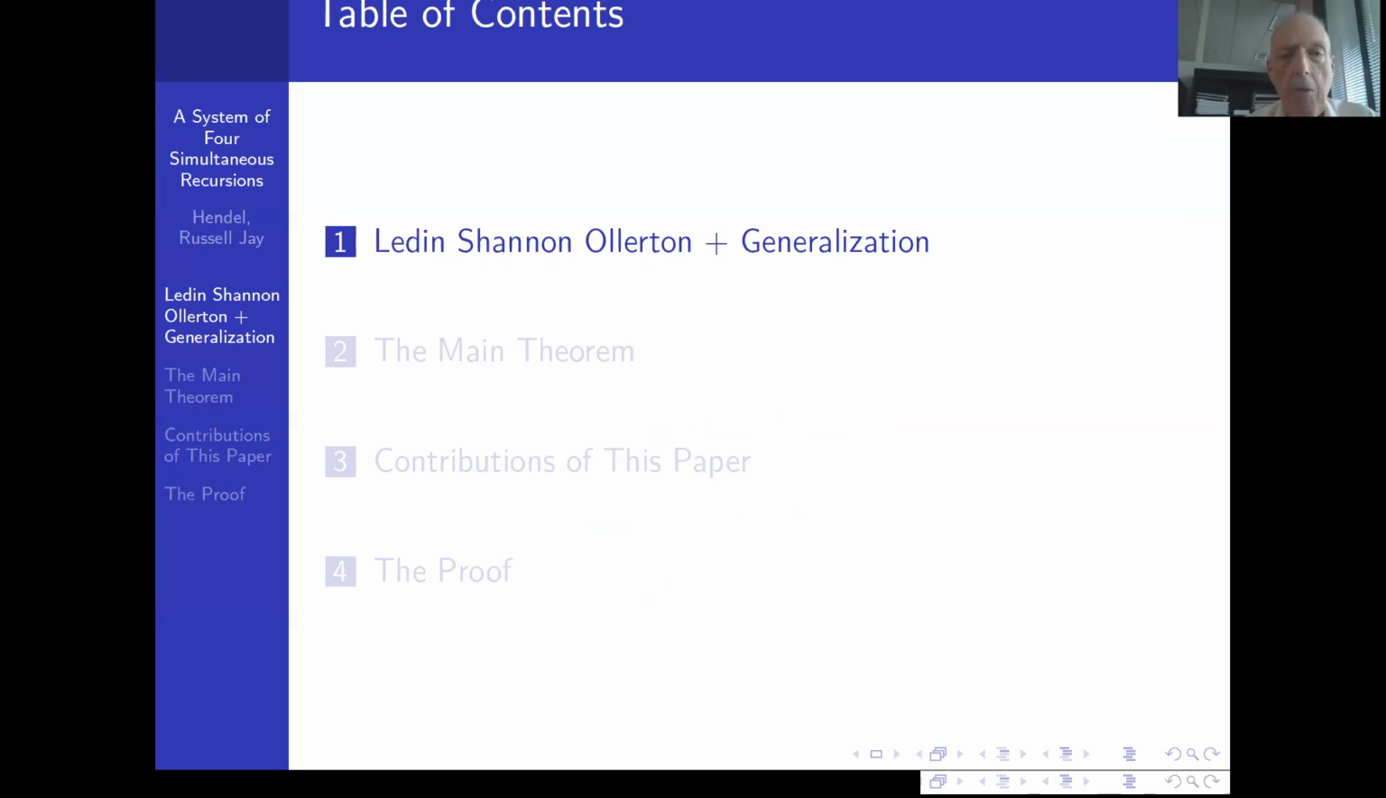So I'm going to have 4 parts to the talk, not very elaborate. I'm going to go over what Leiden, Shannon, Ollerton, and my generalization is. Just look at examples. Then I'll state the main theorem in 2 ways. I'll state it at a high level, saying that something exists, and I'll tell you what the thing that exists is. I'll mention the contributions of this paper over the previous works, and I'll go through the proof, which, as I said, becomes very elegant when done this way and very straightforward.